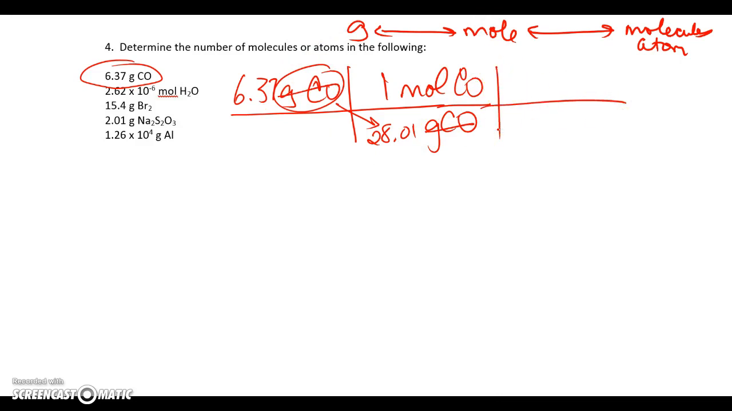But now I need to go from moles to molecules. And that's my Avogadro's number. Molecules had better be in my numerator here. 6.022 times 10 to the 23rd molecules in 1 mole of carbon monoxide or whatever you have. Okay, do the math.